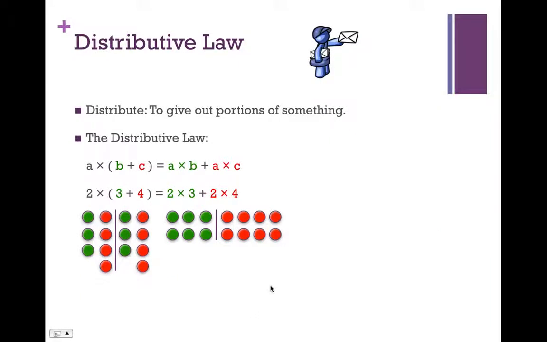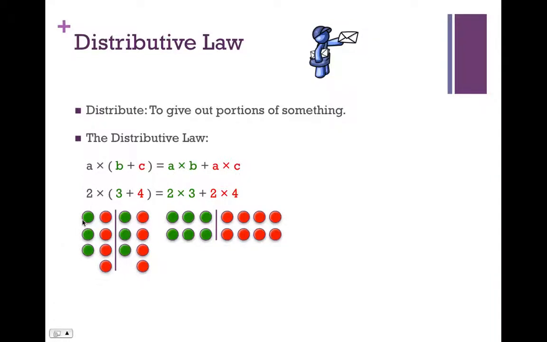Alright, now the last law, the distributive law. To distribute is to give out portions of something. So the distributive law is about expanding out combinations of multiplications and additions. So we have an addition in brackets multiplied by a number a. Now to expand that out, a is multiplied by everything within the bracket. So a is multiplied by b, plus a is also multiplied by c.